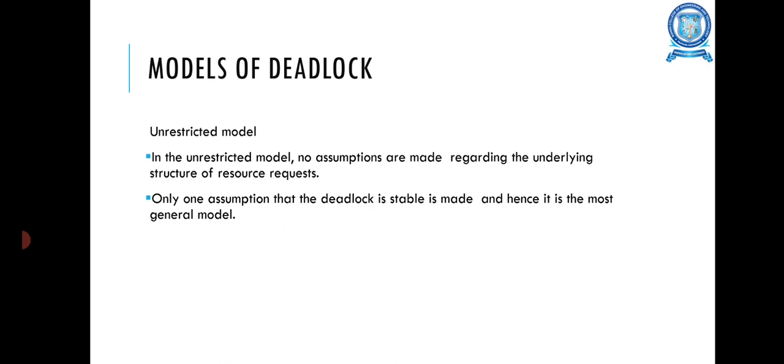The next one is the unrestricted model. In the unrestricted model, no assumptions are made regarding the underlying structure of the resource requests. Only one assumption, that the deadlock is stable, is made, and hence it is the most general model.